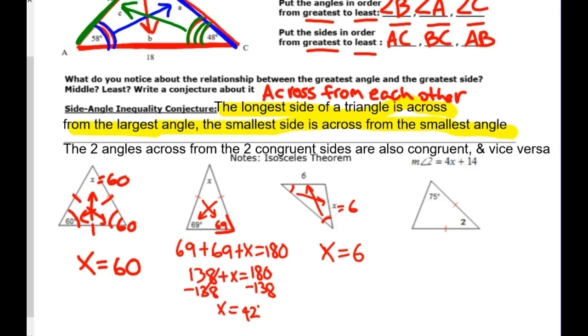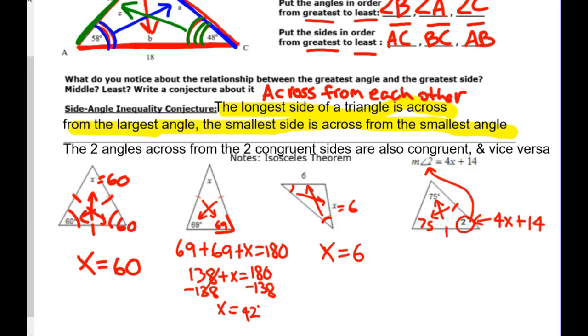Okay. Now this is a trickier one. So I see two tick marks. So if this is 75, then this is also 75. Now this is not 2 degrees. You got to look up here. Measure of angle 2, this right here is actually 4x plus 14. Okay? So we have 3 angles, 4x plus 14, 75, and 75.